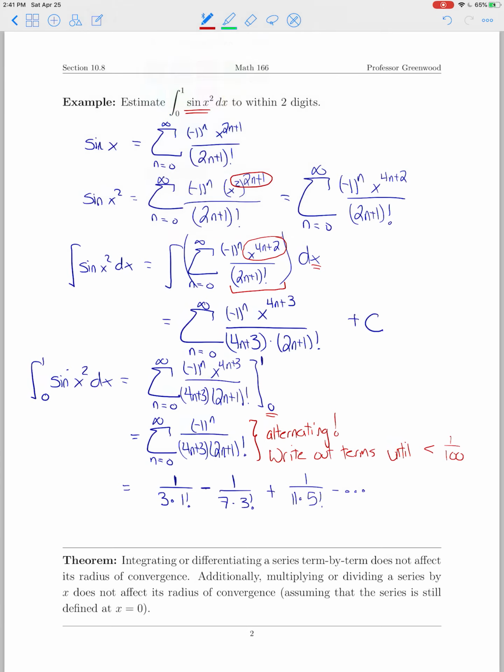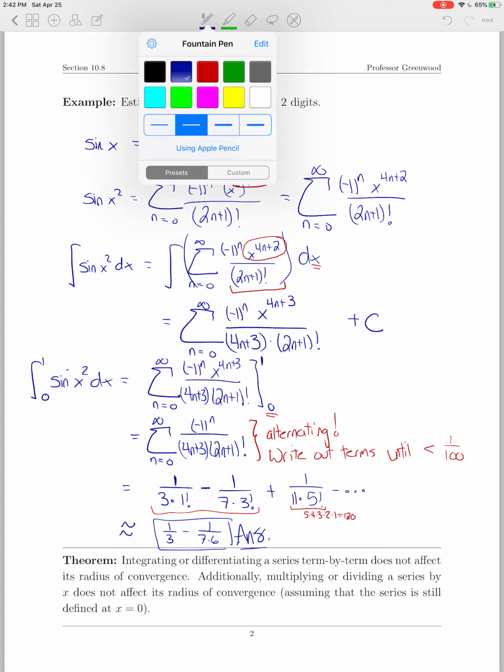All right, and so if I look at this, 11 times 5 factorial, where 5 factorial is 5 times 4 times 3 times 2 times 1, that would be equal to 20 times 6, or 120. And so this part right here, just the factorial part, is already more than 100. And so it turns out that I only need these first 2 terms in my approximation. And so I could say that this is approximately equal to 1/3 minus 1 over 7 times 6. And that'll be my final approximation here.